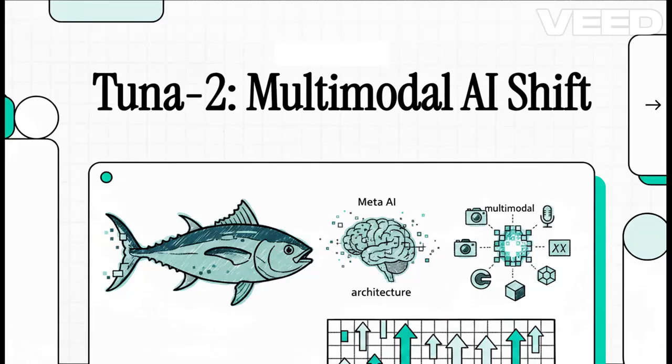I am so glad you're joining me today because we are going to unpack something truly fascinating. We're looking at a brand new paper from Meta AI that introduces a model called Tuna-2.